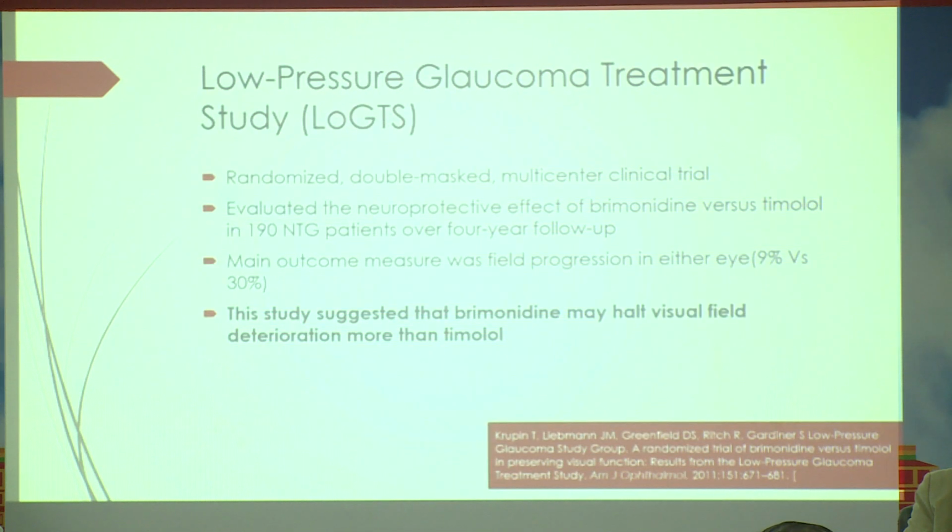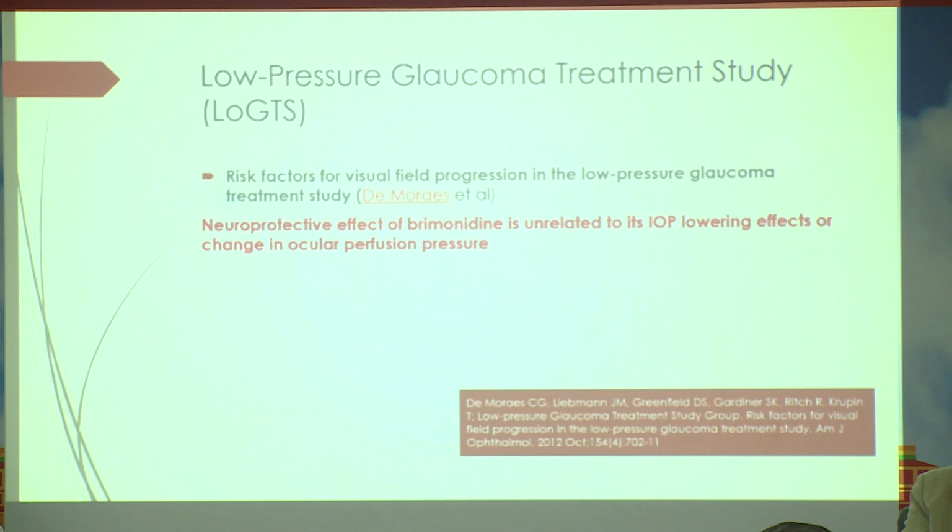So regarding neuroprotection with topical medications, we already have enough evidence for brimonidine, where it is said that brimonidine may halt the visual field defects, which may not work with as much efficacy in case we are using timolol as the AGM for our patients. And this neuroprotective effect of brimonidine is not related to the IOP lowering effect, and not related to the ocular perfusion pressure effect as well. So it is a separate effect on its own.